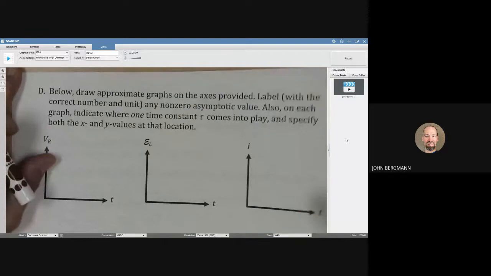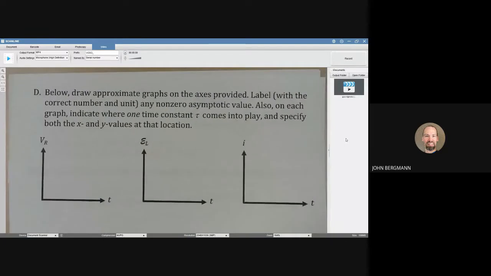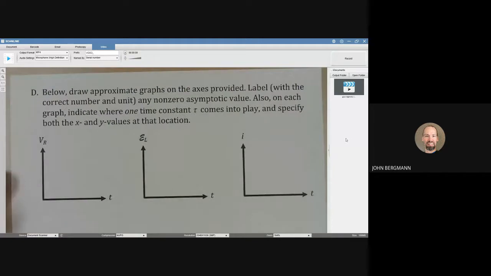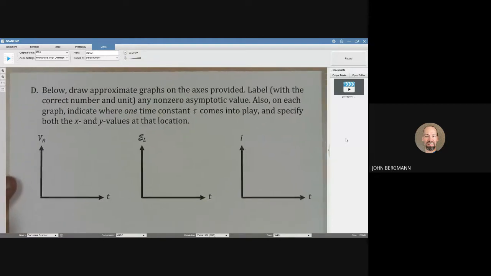Let's draw here approximate graphs, and we're going to label any non-zero asymptotic value. And on the graph, we're going to indicate where one time constant tau comes into play, and we're going to specify the x and y values at that location.